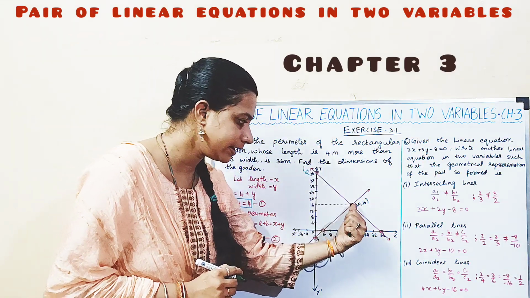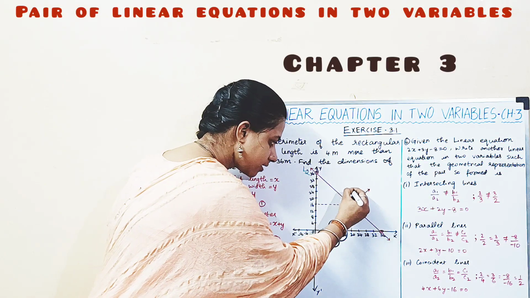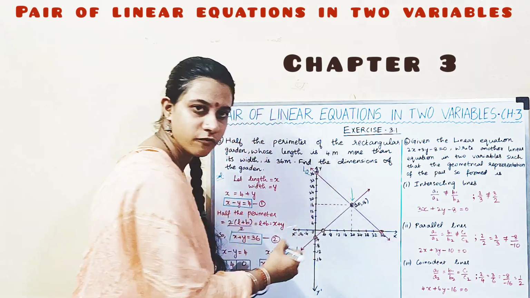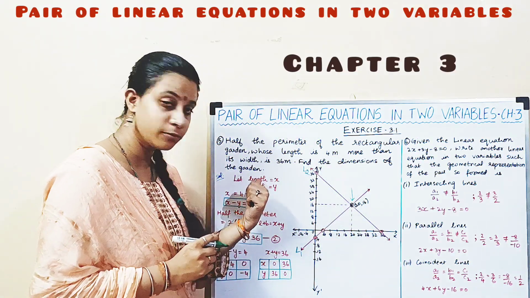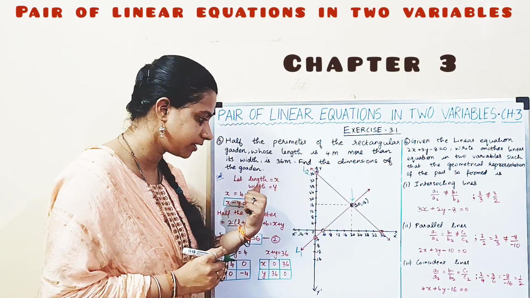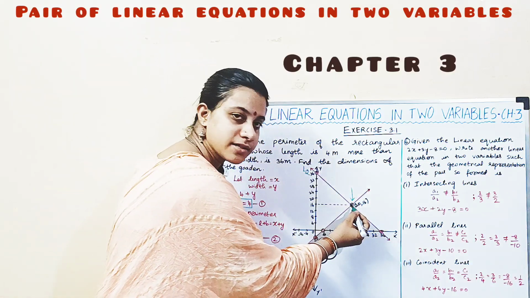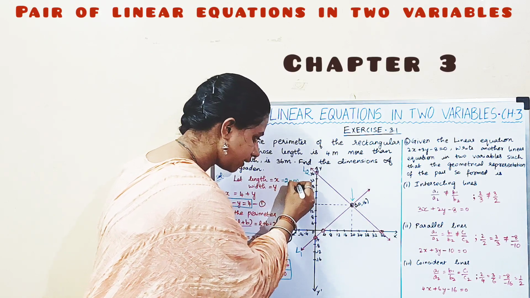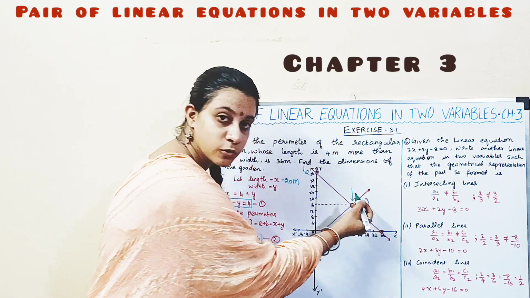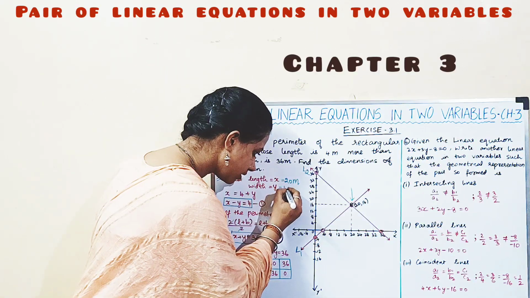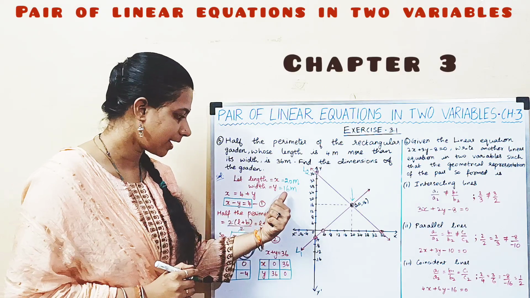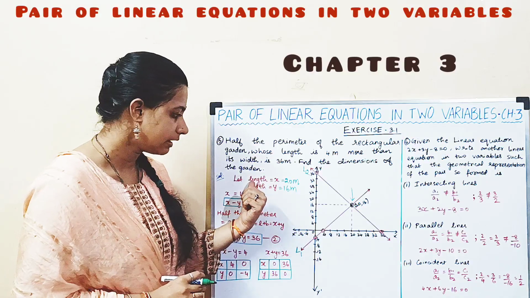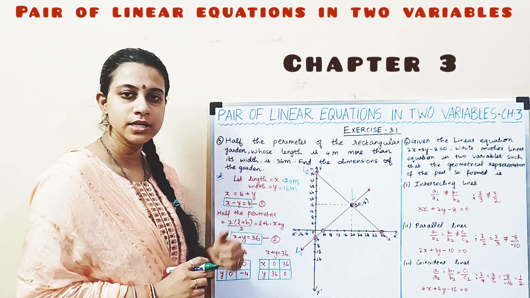Okay. These two lines clearly intersect at this point, which is nothing but 20 comma 16. 20 from x-axis and 16 from y-axis. Okay. So what we have assumed at the beginning, length equal to x and width equal to y. Here in this intersection point, x equal to 20. So here length equal to 20 meter and here y is equal to 16. So width is equal to 16 meter. This is the dimensions of the rectangular garden. Okay. This is the required solution for this question. Length equal to 20 meter and width equal to 16 meters.